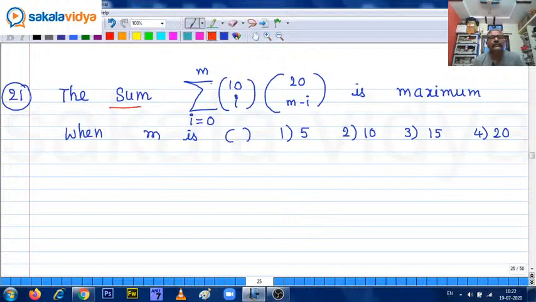The sum sigma i equals 0 to m of 10Ci multiplied by 20C(m minus i) is maximum when m is what? If it is maximum, then we need to find out the m value. Okay, so now the solution. The given expression, first let us simplify. Sigma i equals 0.